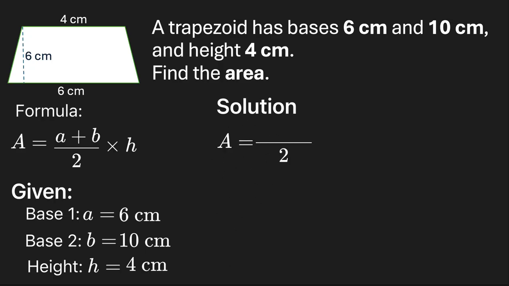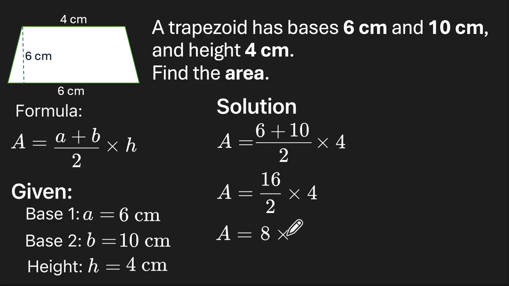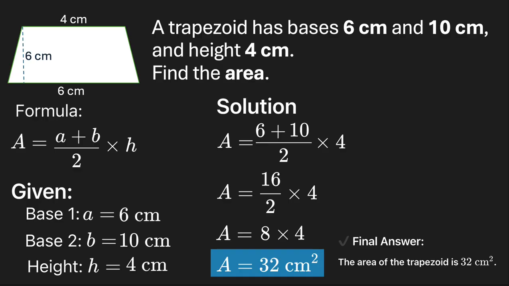Area is equal to the sum of the two bases, which is 6 plus 10, divided by 2 times the height, which is 4. So 6 plus 10, that is going to be 16, right? Divided by 2 times 4. 16 divided by 2 is equal to 8. And we have to multiply it by 4 to get the final answer. 8 times 4 would be 32 square centimeters. So the final answer here is the area of the trapezoid is 32 square centimeters.